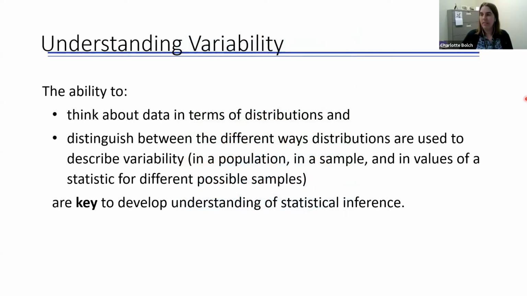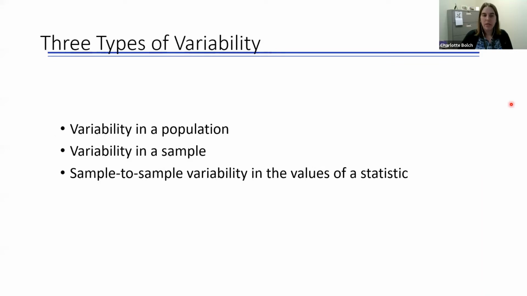In understanding variability, we really need to think about data in terms of distributions. We distinguish between the different ways distributions are used to describe variability in a population, in a sample, and in the values of a statistic. These are all key to developing this idea of statistical inference. There are three types of variability: variability in a population, variability in a sample, and then sample-to-sample variability.